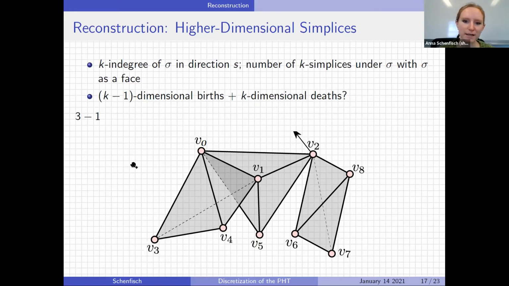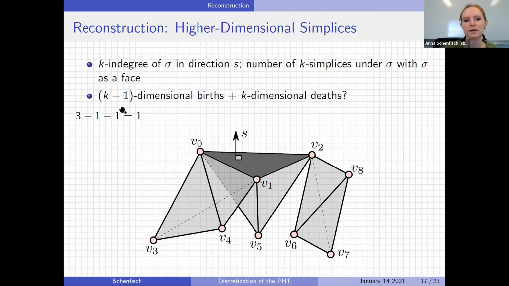Then we move on to edges. We would see a 3-in-degree of 0, of 0, and then of 1. So we subtract that from our overcount. Now we've processed all of the faces of sigma, so our total is the correct in-degree of sigma in direction S.